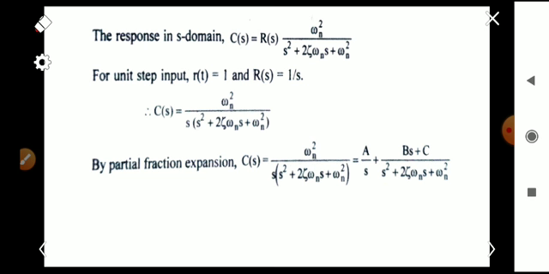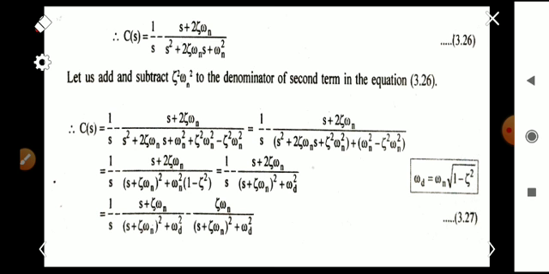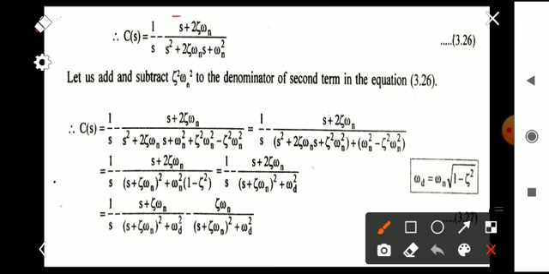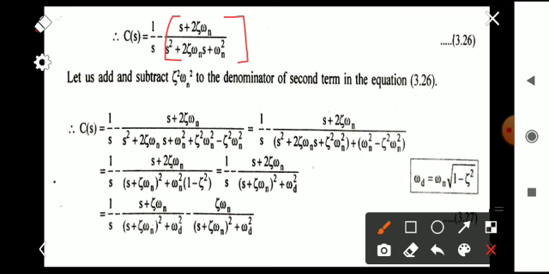Okay, so a will be 1, so 1 by s plus b is minus 1 and c is minus 2 zeta omega n. Okay, so here you can see we have just substituted the values in the response C of s, so 1 by s minus, here the minus is common for the entire term. Okay, so C of s is equal to 1 by s minus (s plus 2 zeta omega n) by (s square plus 2 zeta omega n s plus omega n square).